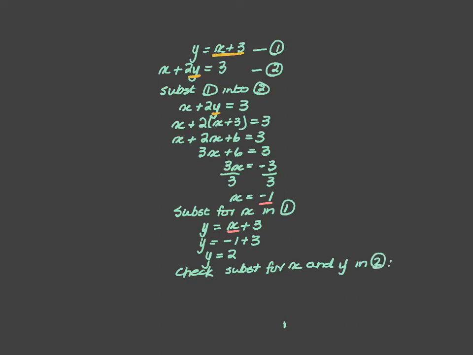Write down equation 2. x plus 2y is equal to 3. x is equal to negative 1. So in the place of x, I write negative 1 plus 2 multiplied by, and y is equal to 2.